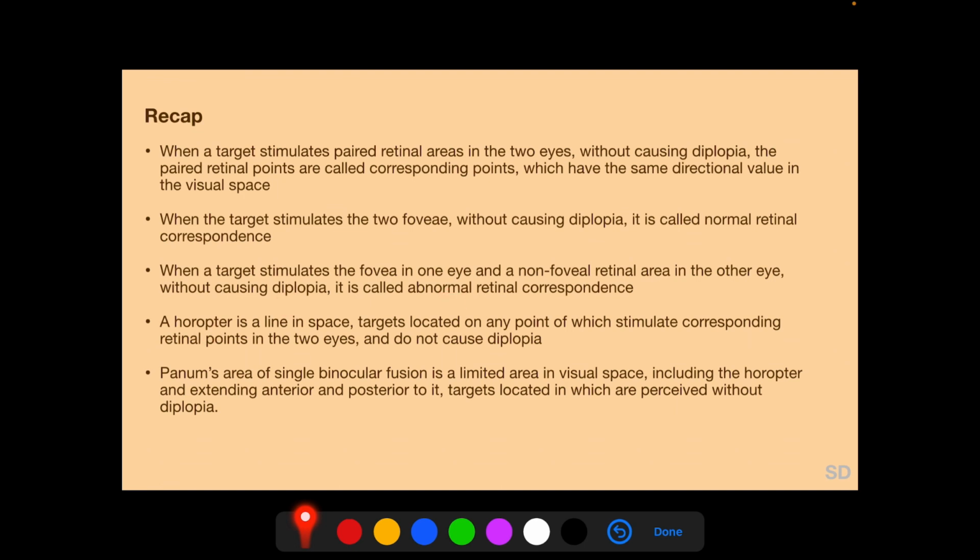A horopter is a line in space. Targets located on any point of which stimulate corresponding retinal points in the two eyes and do not cause diplopia. Panum's area of single binocular vision is a limited area in visual space, including the horopter and extending anterior and posterior to it, and targets located within which are also perceived without diplopia. Anomalous is the more appropriate word.